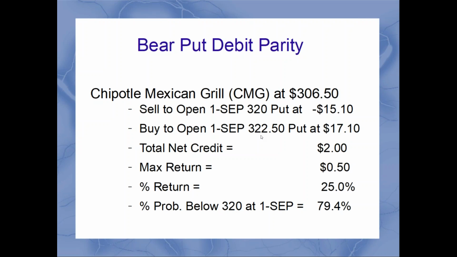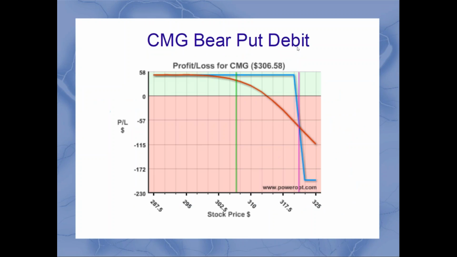Again, in this scenario, using the midpoints, we see a total debit that I would pay. The total net debit is $2, which means the max profit, if I get my $250 back on the debit spread, is 50 cents, which is a 25% return. And again, it still has the same probability of 79.4% below 320. Same profit and loss, but remember, the rights and obligations of the position. We want the stock to stay below 320.